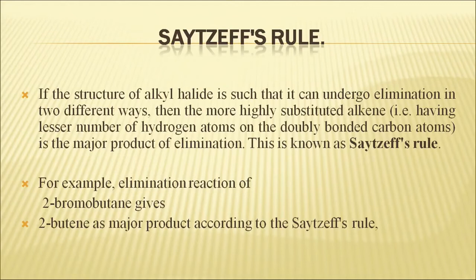then which alkene will be preferred? That is decided by the Saytzeff rule. What does the Saytzeff rule say? That if more than one substituted alkene is possible, then the alkene that has the greater number of alkyl groups on either side of the double bond will be preferred.